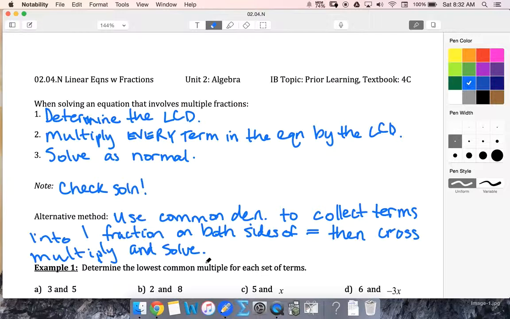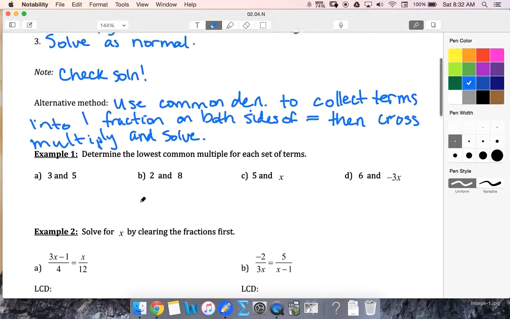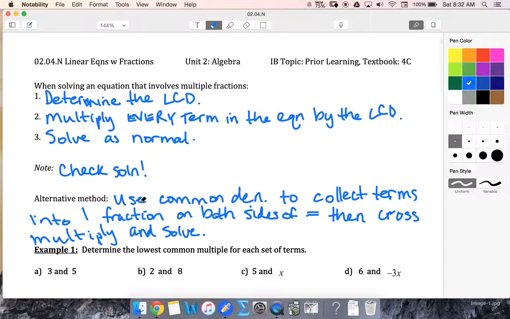So this is our two different methods, and after finding our lowest common denominator and thinking about that, we're going to practice solving some equations. So I'm going to stop here with the steps and then come back and make separate videos for our examples.